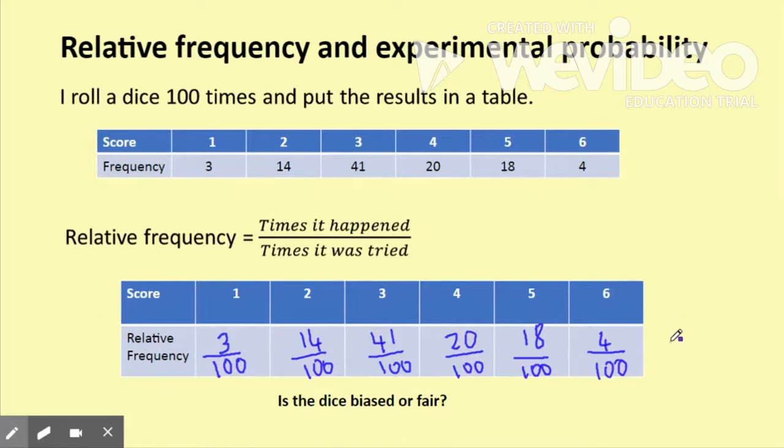With these, I can always check that I'm right, because if I add all of these together, they should add up to 1, because the sum of probabilities always adds up to 1. Looking at this data, I want to make an assessment of whether the dice is biased or fair. Are the relative frequencies equal or nearly equal, or are they not? If I look through, the 1 only happened 3 times, the 3 happened 41 times, and the 6 happened 4 times. So I can say that this is probably biased, because certain outcomes happen much more frequently than others.